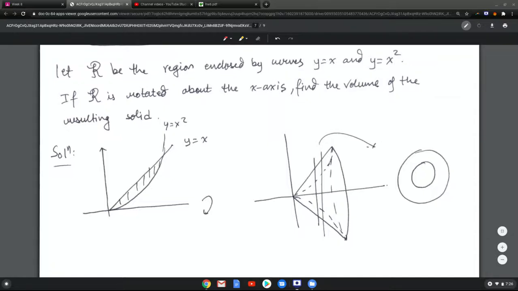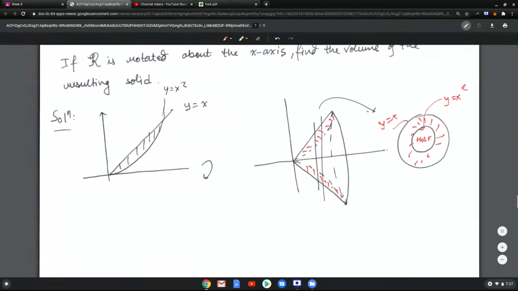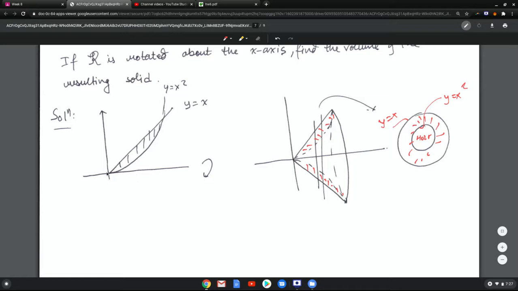Now, how this differs from our previous examples is that when you rotate, you're only rotating this particular region, which means every slice has a hole. So you're only interested in this particular region here. And out of that, the inner region is contributed by y equals x squared, and the outer region is contributed by y equals x. So a few preliminary concepts that we need to figure out here.